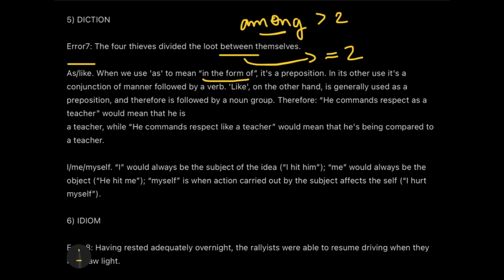Like is generally used to depict a particular example. Like he commands respect as a teacher. As a teacher का क्या मतलब होगा? It would mean that he is a teacher. He exactly is a teacher. But अगर यही sentence में मैं like use करती हूँ, that he commands respect like a teacher, then that would mean comparison to a teacher, not exactly a teacher. तो ये भी एक slight difference है between as and like. Similarly, a difference between I, me and myself. Now we are not in a Salman Khan movie, right?